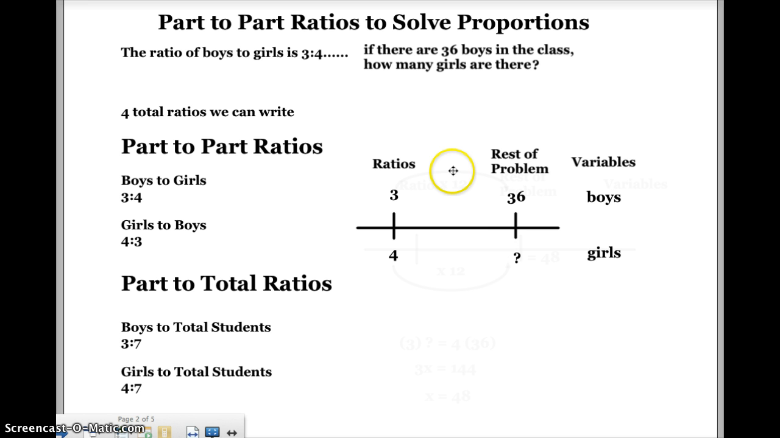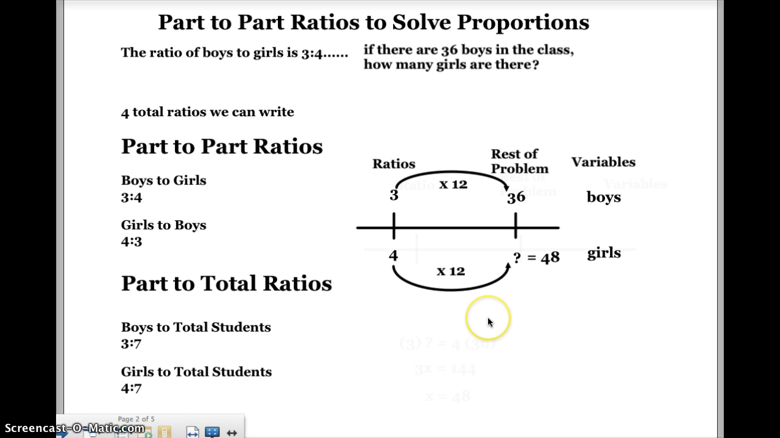Now some of you might be able to see the relationship between 3 and 36. The relationship is I can multiply 3 by 12 to get 36. Now to solve for my question mark, or what I use for x, I can do the same thing for the number of girls. So I'm going to take 4 times 12 for my question mark, and that's going to be equal to 48.